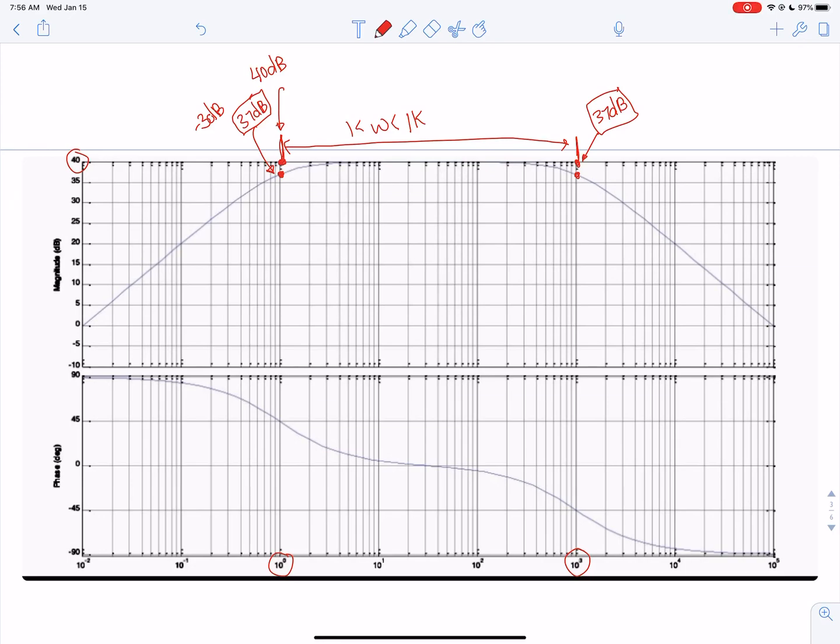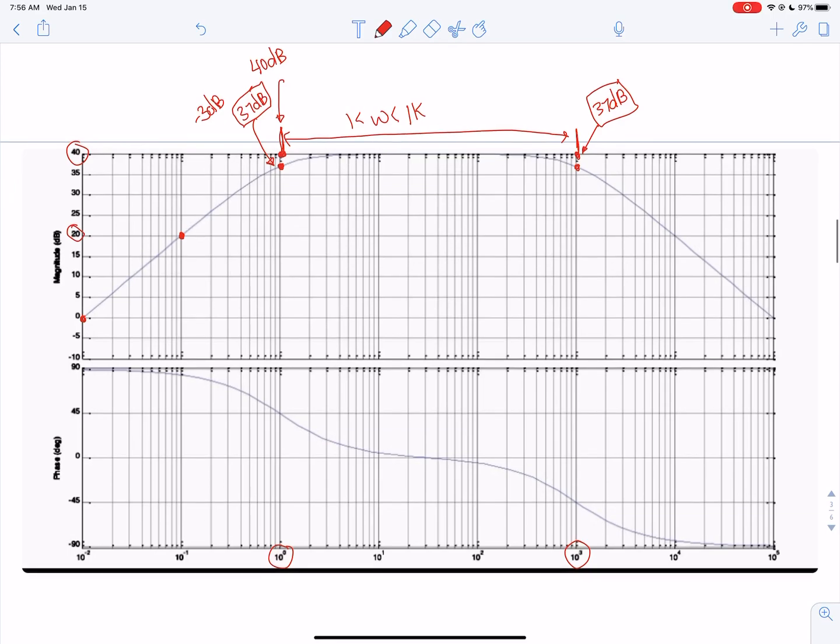Today I also wanted to go over interpreting the actual equation for Bode plots. So we're back to this example. We notice that from this decade to this decade, we have a 20 dB difference. So we know that that slope is 20 dB. We can actually write the equation for this.